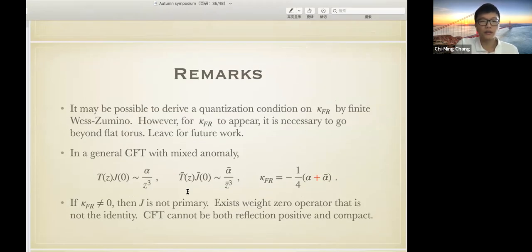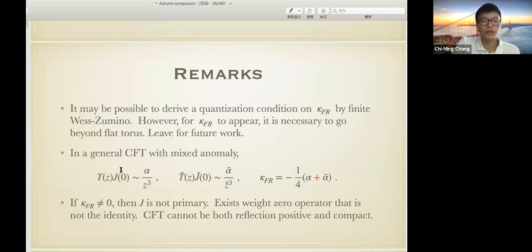So let me give some remarks. It may be possible to derive a quantization condition for the anomaly coefficient by using finite Wess-Zumino. However, if we want kappa FR to appear in our analysis, it is necessary to go beyond the flat torus. Namely, we need to consider higher genus Riemann surfaces, and we leave this for future work. And in general, a CFT could be a non-holomorphic CFT.